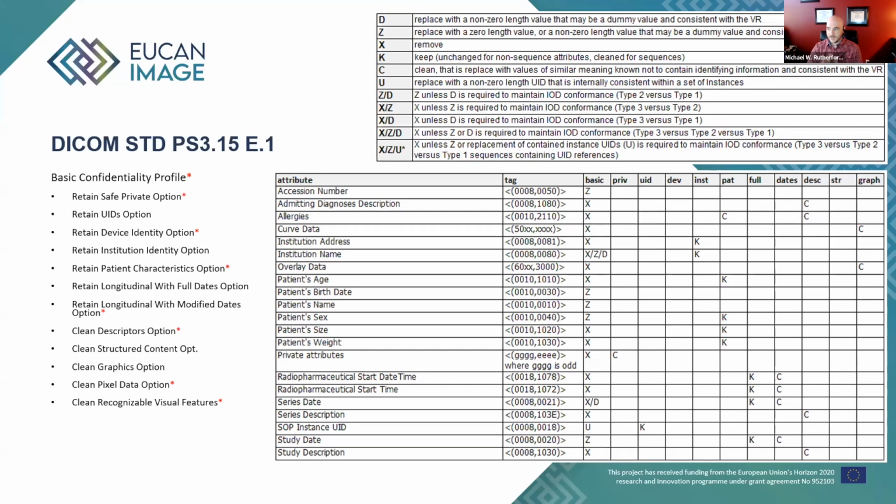So as you can see, the top table here shows the actual de-identification actions for each of the elements within a DICOM file, and the lower table lists DICOM attributes with columns for each basic profile and the named options, with the actions at the intersections. And here on the left, you'll see the red asterisks. Those are actually the options that we use in TCIA.